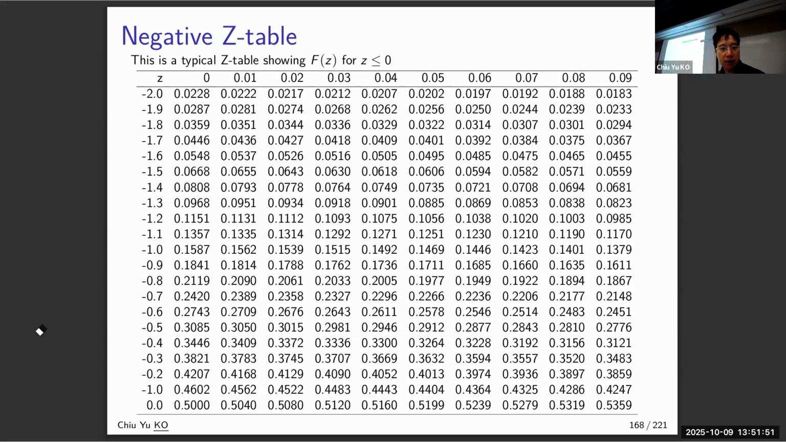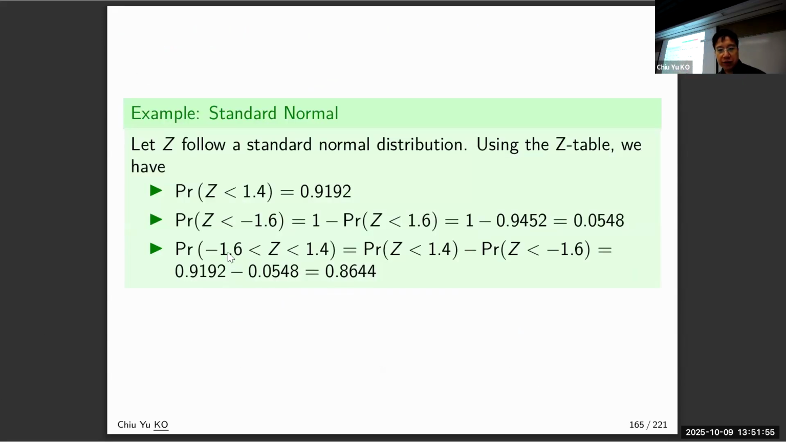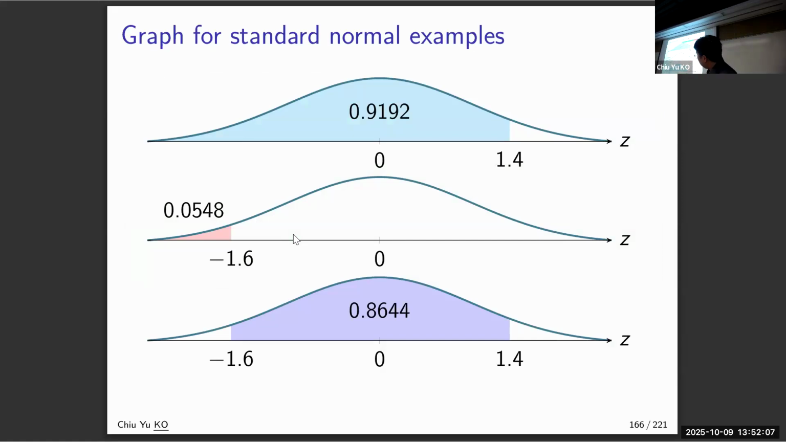And the next part would be between negative 1.6 and 1.4, right? So it will be the difference between these two. The difference between the first bullet point and the second bullet point would be the third bullet point, because the purple one will be equal to the blue one minus the pink one. That's what you learn in kindergarten: you remove the overlapping part, then what is left is the non-overlapped region.